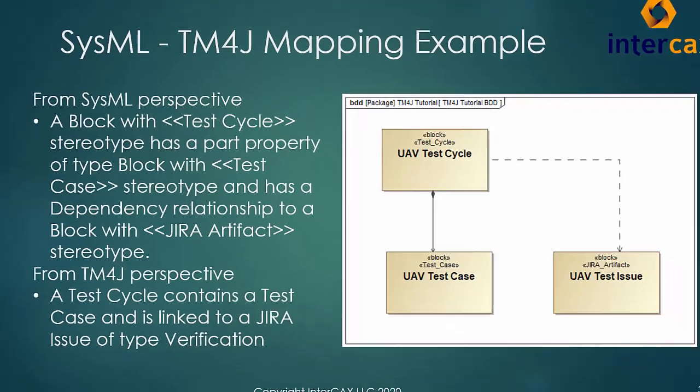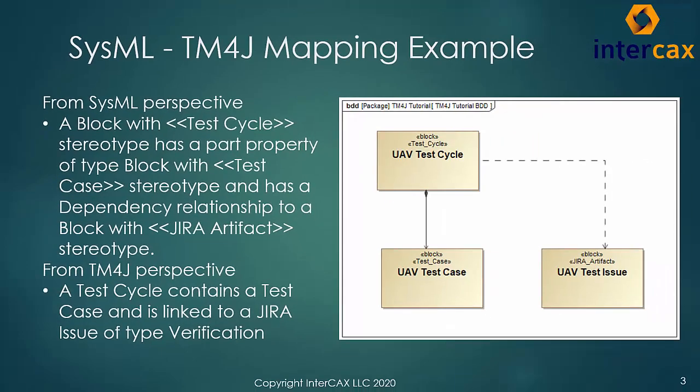Next, we will demonstrate creating a mapping to handle the model transform shown here. A SysML block representing a test cycle has a part property representing a test case and a dependency relation to a test issue. We want to create a single mapping that will transform test cycle to test cycle, test case to test case, test issue to a JIRA verification issue, SysML part property relation to an items relation in TM4J, and SysML dependency to a TM4J issue links relation.